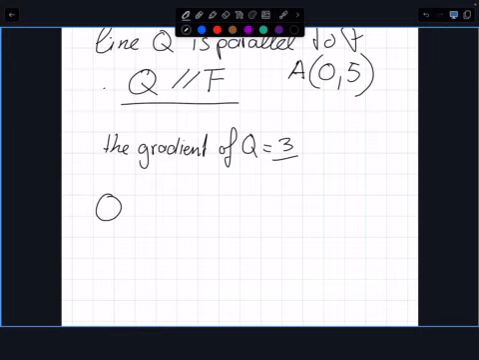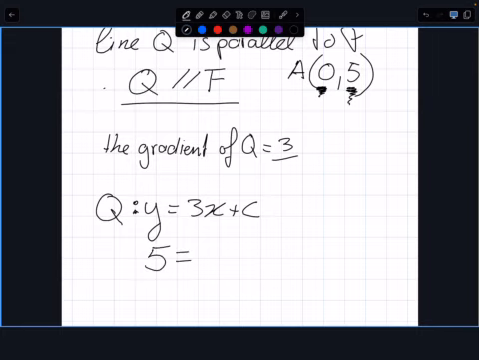If it has the same gradient, you already know it's 3x, of course. And it goes through where? 0, 5. So what do we do? Place the coordinate in the equation. This is the x value. This is the y value. What is the y value? 5. 5 equals?